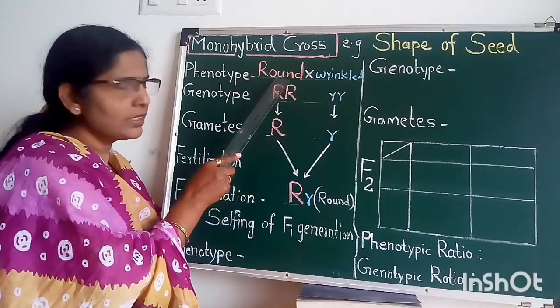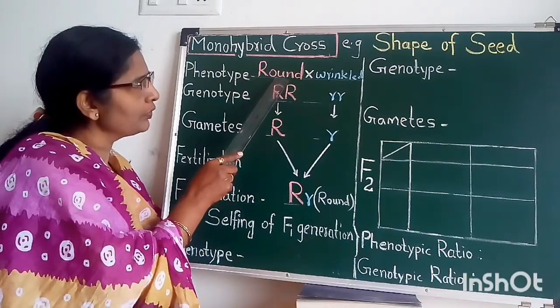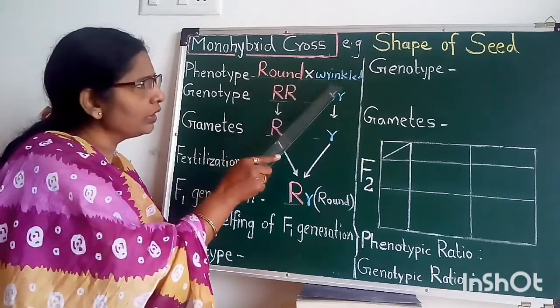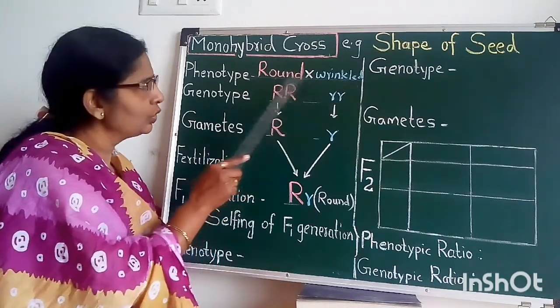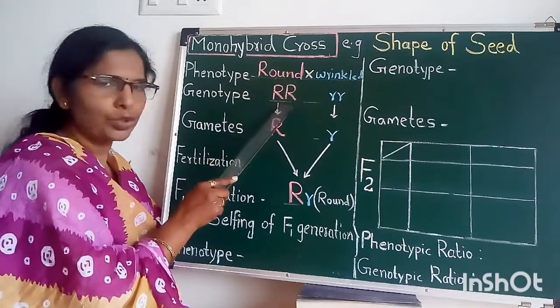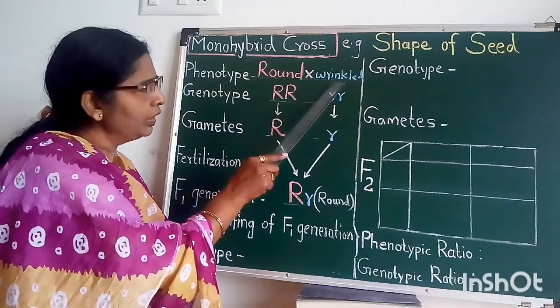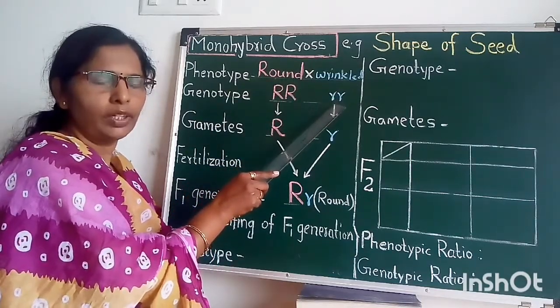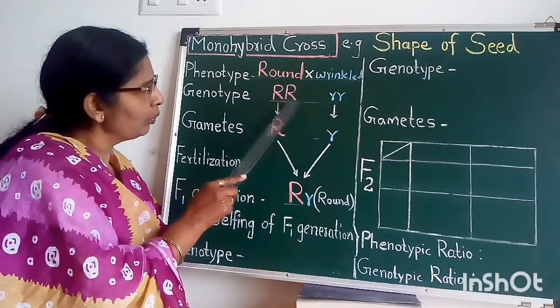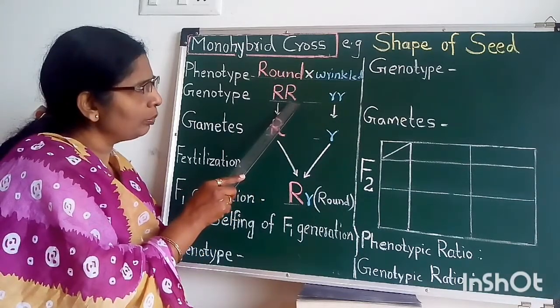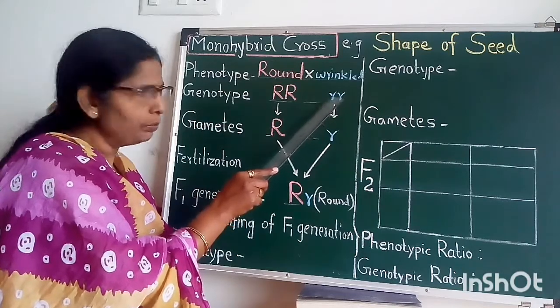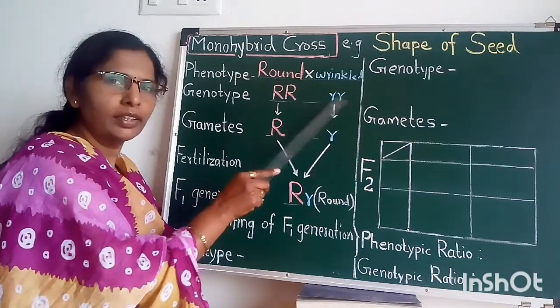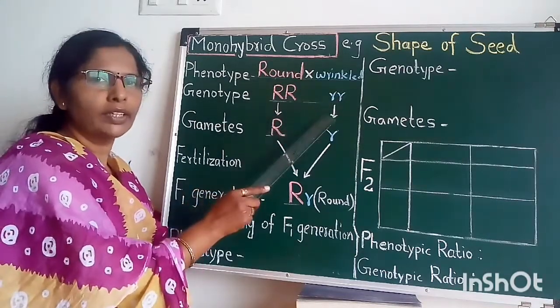As we have already studied, round shape of seed is dominant over wrinkled shape of seed. So for the dominant parent we have used capital letters, for the wrinkled parent we have used small letters. Now since both are same, capital R, capital R, and these two are also same, small r, small r, that means these are homozygous.